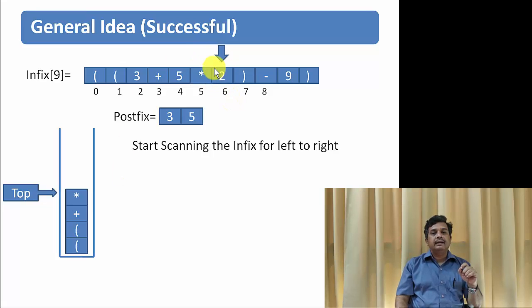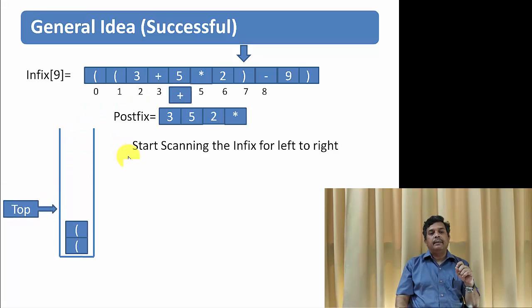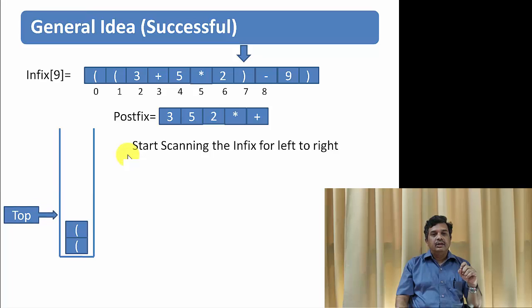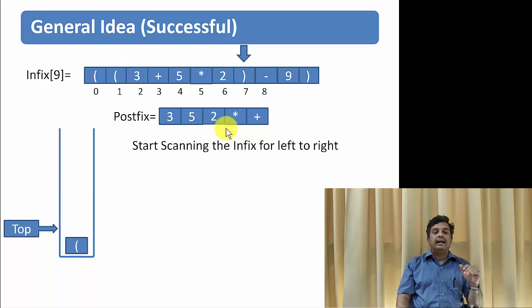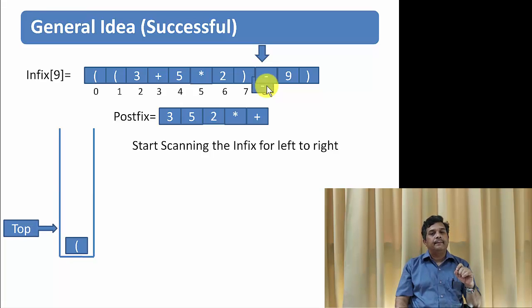Now the next character is a numeric value, that is 2. So I have to write it in the postfix expression. The next character that I got is a right parenthesis. So I'll pop from the top of the stack until the left parenthesis appears and I have to discard the left parenthesis. So this is what I got. Now the next scanned character is minus. Minus is an operator, so I have to push it onto the stack.